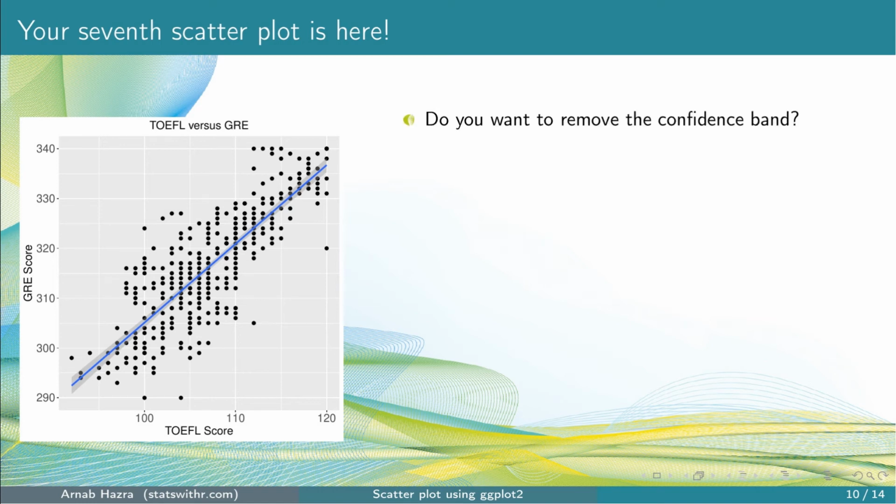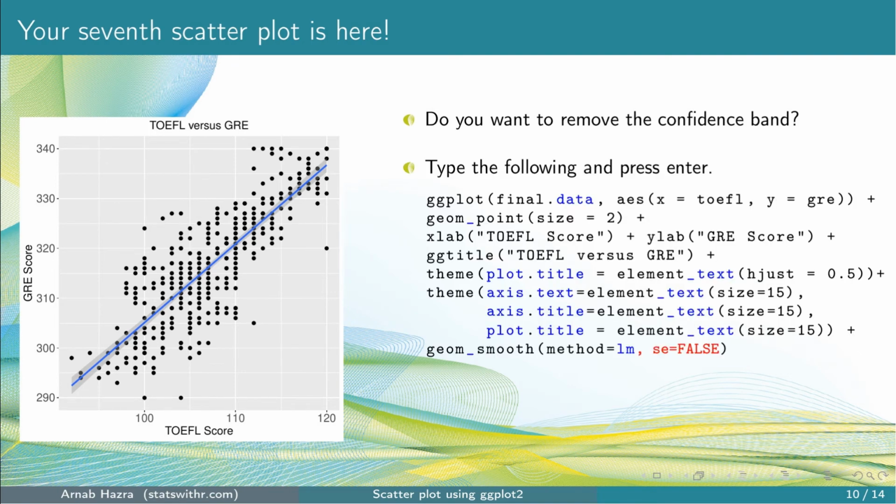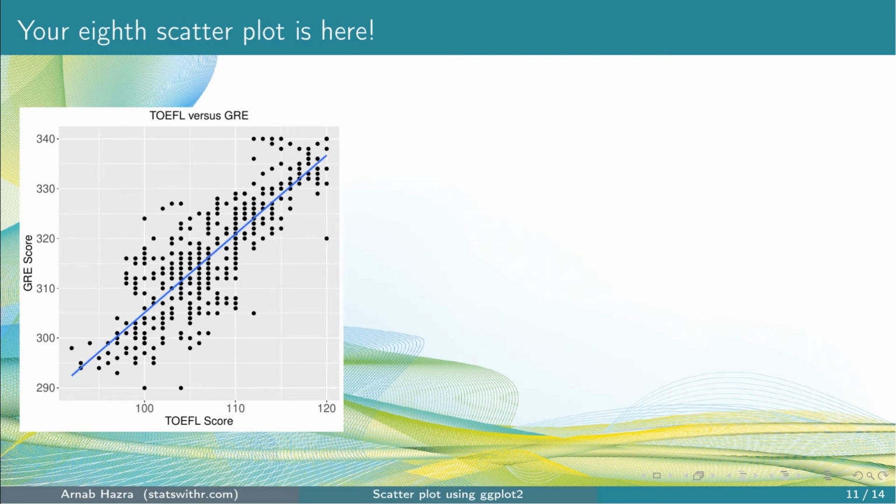Now you might want to remove the confidence band. To do that, add the argument se equals to FALSE within geom_smooth. Now press enter. Okay, we have the eighth scatter plot. We can see that the confidence bands have disappeared. If you want to keep the bands, you can skip this step.